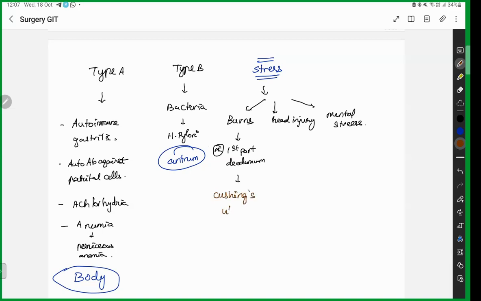When I was studying in final year, there were 2 marks questions for us, and among the 2 mark questions, the most repeated were these two: Cushing's ulcer and Curling's ulcer. So these two are very important from the exam point of view.